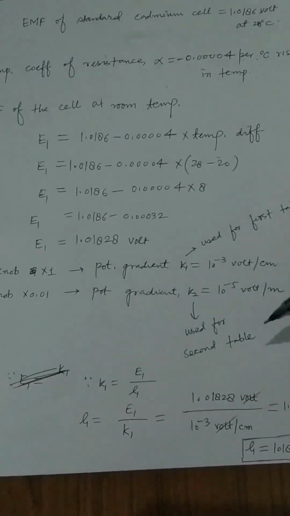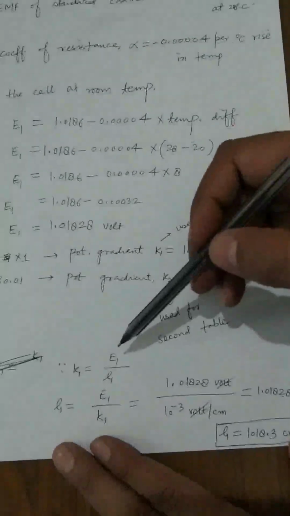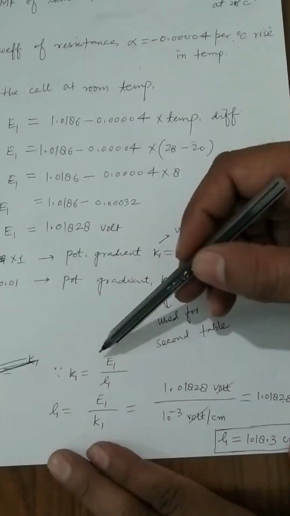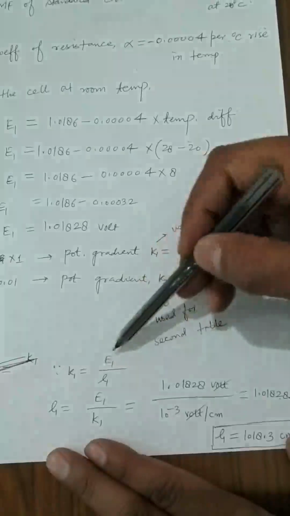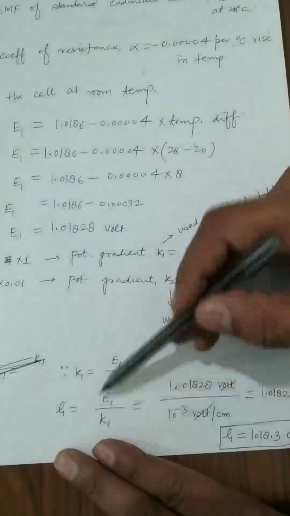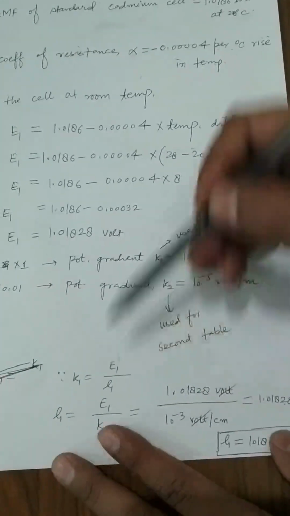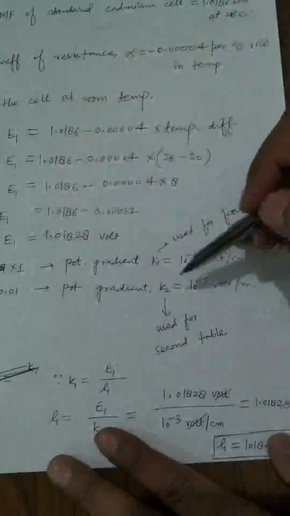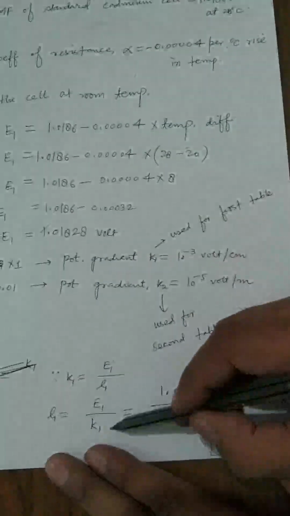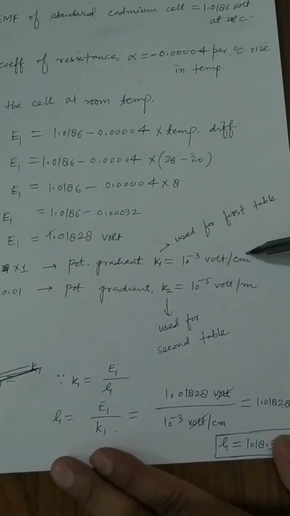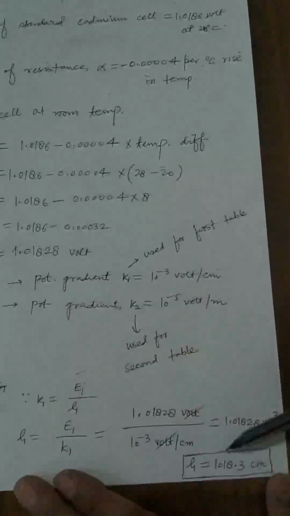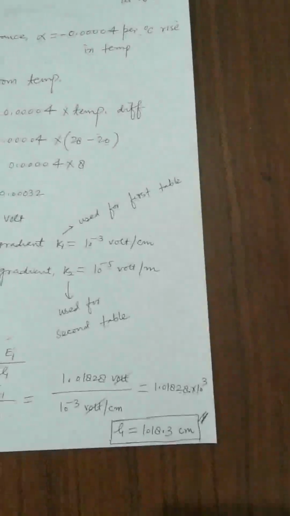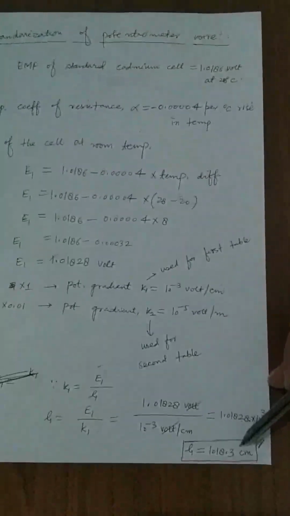Now since we are working for the first table, we will use the value of k1 as 10 to the power minus 3 volt per centimeter. Since k1 equals E1 upon L1, L1 equals E1 upon k1. E1 you have calculated here with the temperature difference, and k1 is 10 to the power minus 3 volt per centimeter. Put these two values here and L1 ultimately comes out like this. You can check, you can calculate by yourself, okay. So L1 equals 1018.3 centimeter.